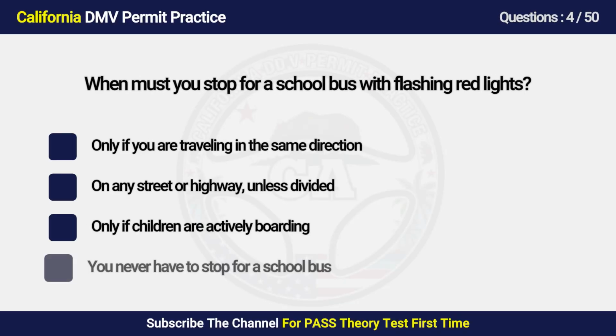Question 4. When must you stop for a school bus with flashing red lights? A. Only if you are traveling in the same direction. B. On any street or highway unless divided. C. Only if children are actively boarding. D. You never have to stop for a school bus.